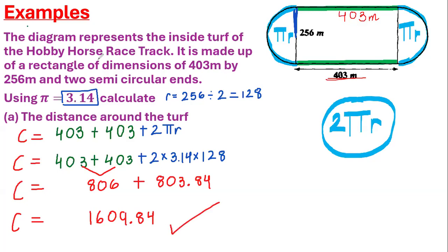1,609.84. Oh, but we forgot. We forgot what? The units, right? Meters. Not meters squared, but just meters, because this is the circumference that we're doing.